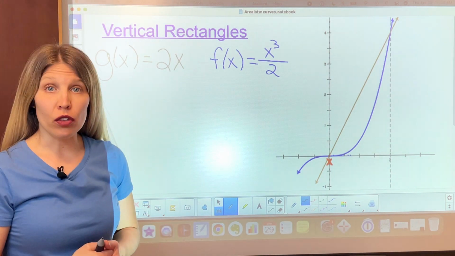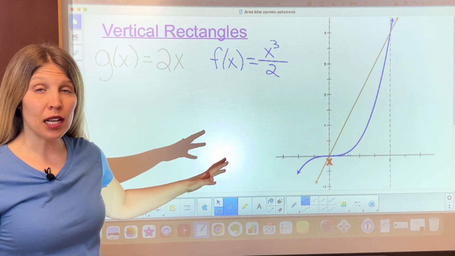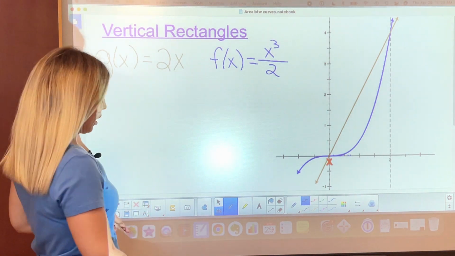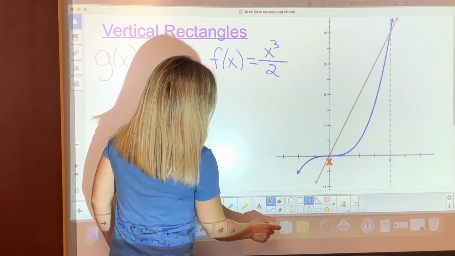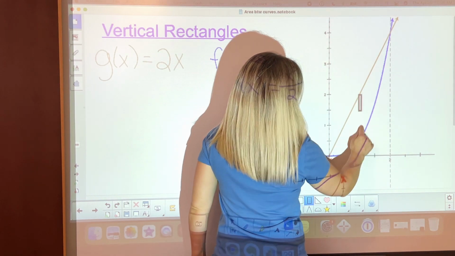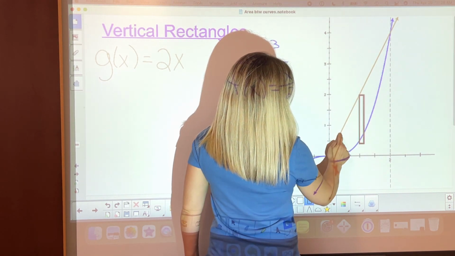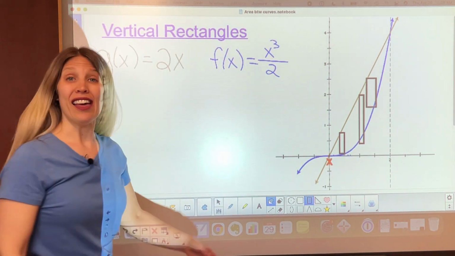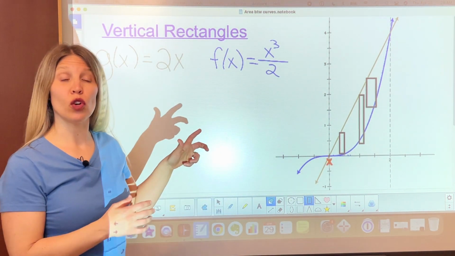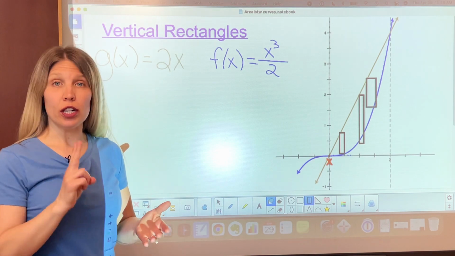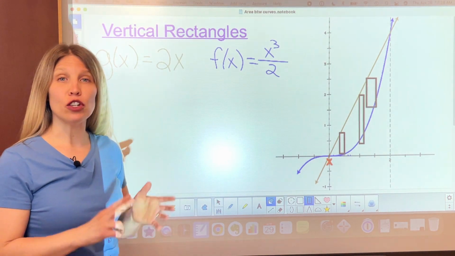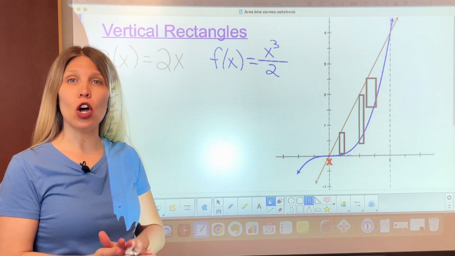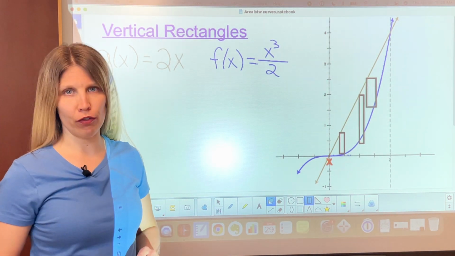Now I'm going to show you another example. This function, you can either do vertical or horizontal rectangles, because when you do your vertical rectangles, it hits both functions, right? And the same is going to be true with horizontal. So I'm going to show you one function set up two different ways. And just so you know, you can choose. It doesn't matter as long as the rectangles are hitting two different functions.